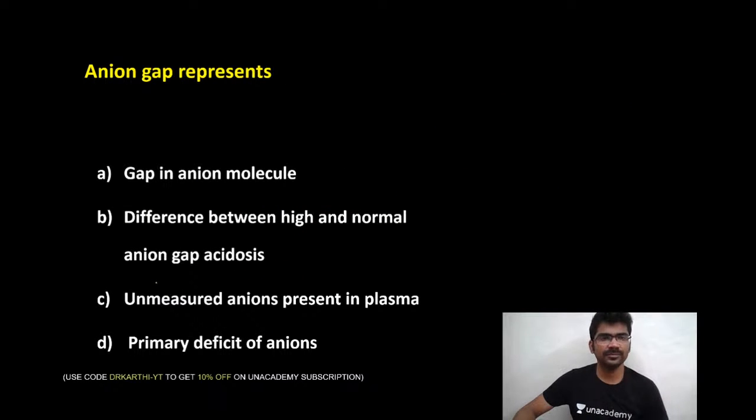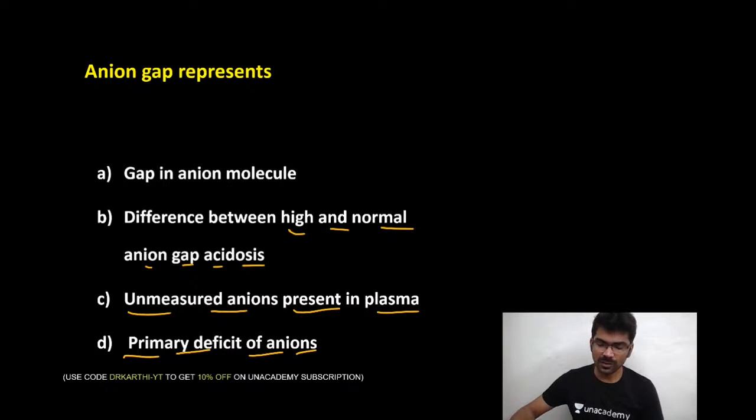Let's move ahead. Anion gap represents which of the following? Okay, excellent, you are doing well. So what is anion gap? What is the meaning of this? Is this a gap in anion molecule, or is it a difference between high and normal anion gap acidosis, or is this due to unmeasured anions present in plasma, or is it due to primary deficit of anions? What exactly is anion gap?